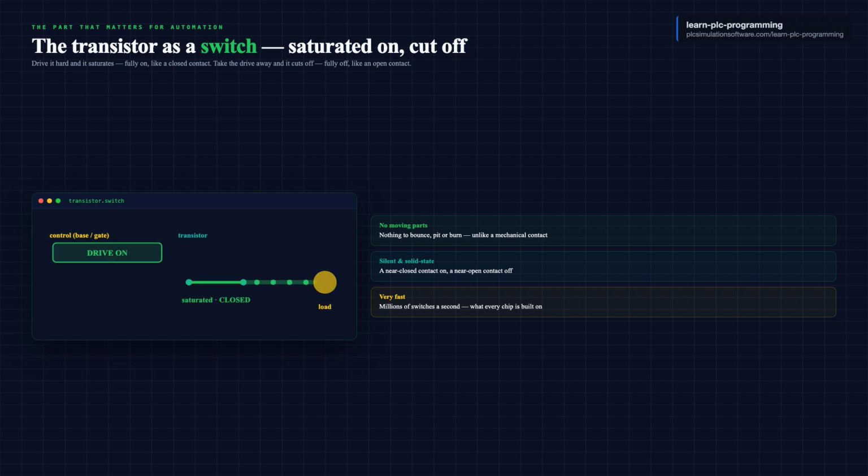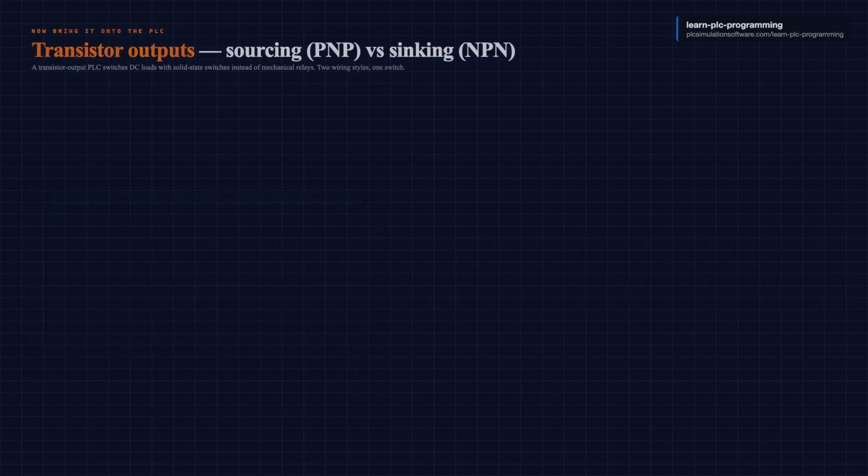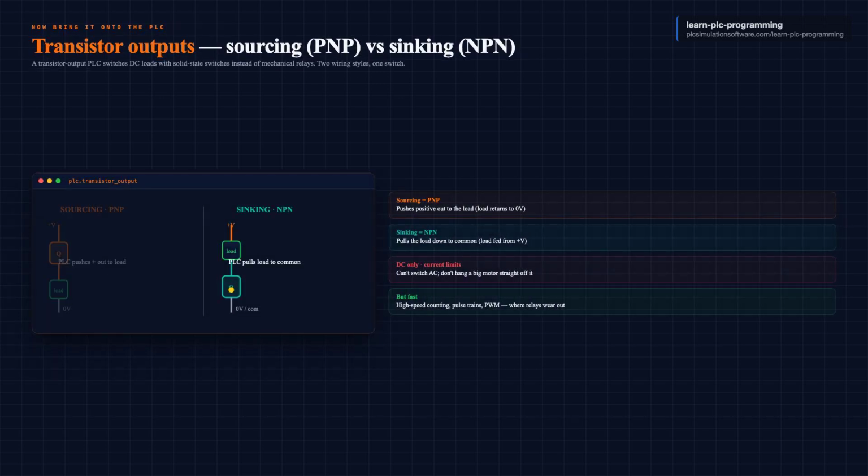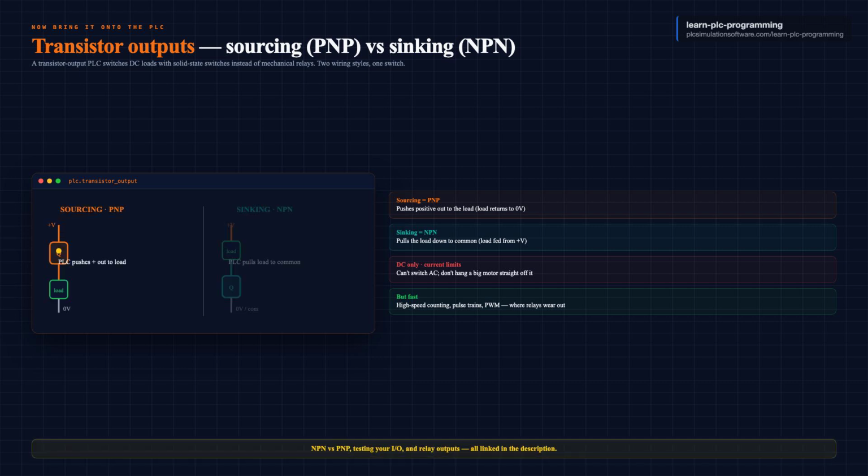Now bring it on to the PLC. A transistor output PLC switches its loads with these solid-state switches instead of mechanical relays. And you will see two styles. Sourcing outputs are PNP style. They push positive voltage out to the load. Sinking outputs are NPN style. They pull the load down to the common. I have a separate video on NPN versus PNP and one on testing your inputs and outputs, both linked below.